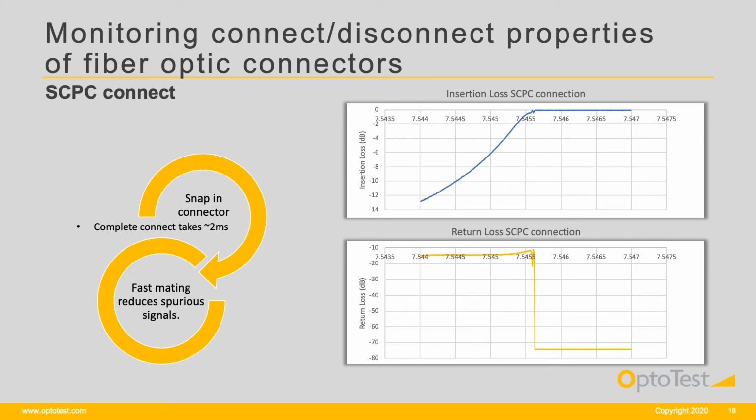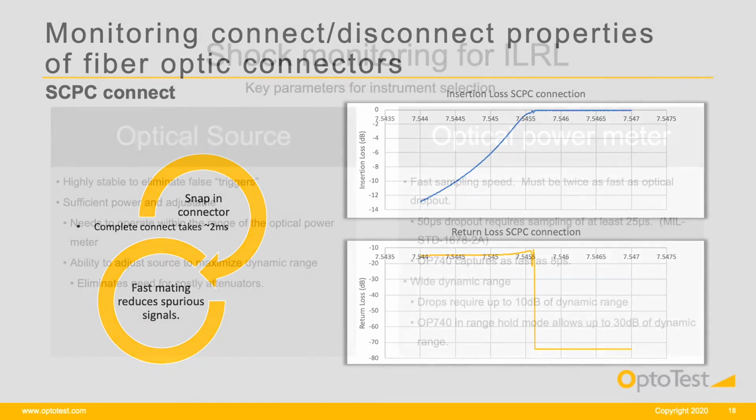Next, the signal behavior of a snap-in SC connector was analyzed. From the graphs, it can be seen that the total connection time takes about 2 milliseconds. Unlike the screw-in connector, the snap-in connector doesn't have a long period of insertion loss and return loss fluctuations.